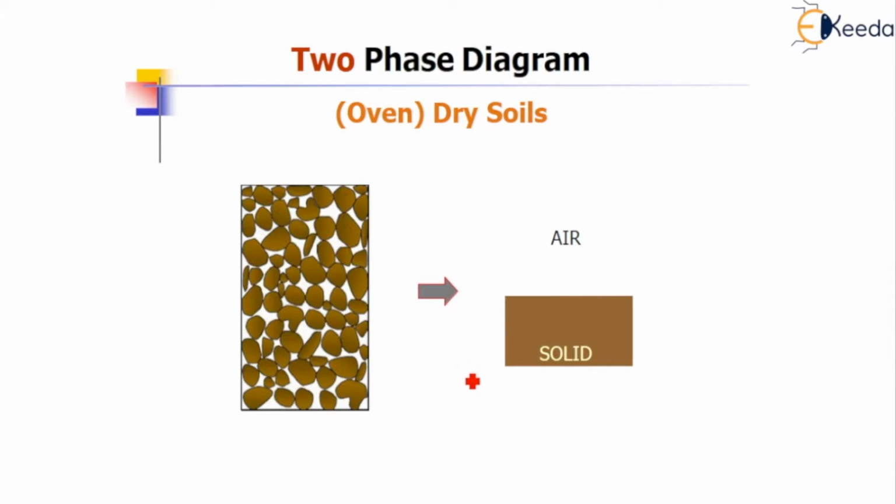Coming to the oven dry, this is the second variety, oven dry soils. When you put the soil in an oven, it becomes dry. So there is no water. Hence, this three-phase diagram is converted into a two-phase diagram. It is divided into solid and air.